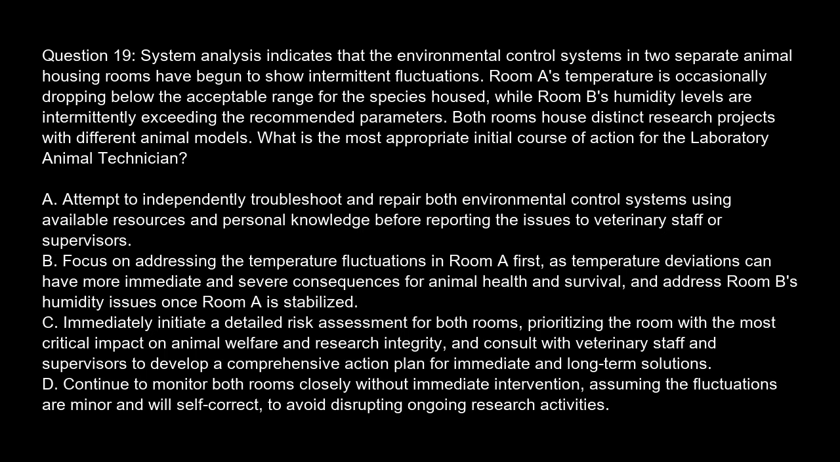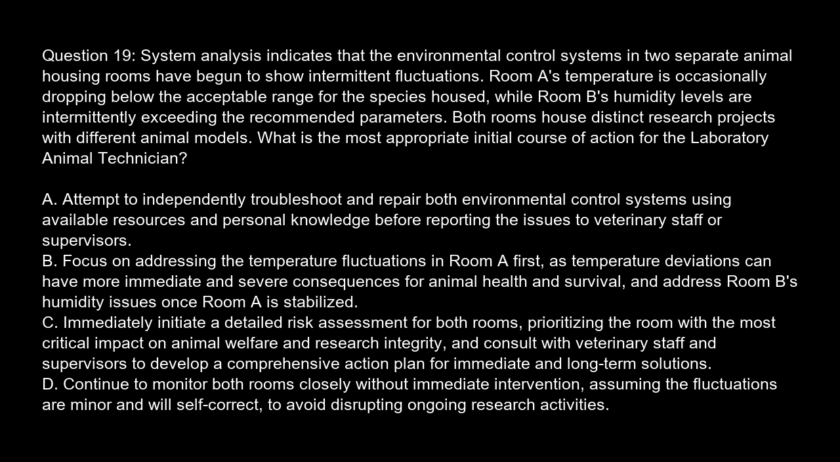Question 19. System analysis indicates that the environmental control systems in 2 separate animal housing rooms have begun to show intermittent fluctuations. Room A's temperature is occasionally dropping below the acceptable range for the species housed, while Room B's humidity levels are intermittently exceeding the recommended parameters. Both rooms house distinct research projects with different animal models. What is the most appropriate initial course of action for the laboratory animal technician?